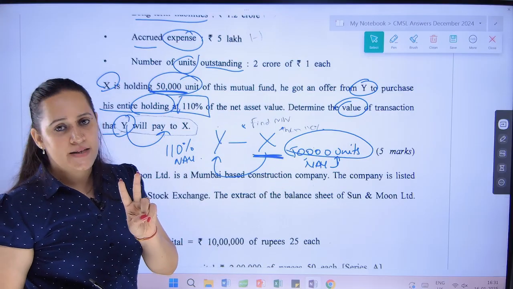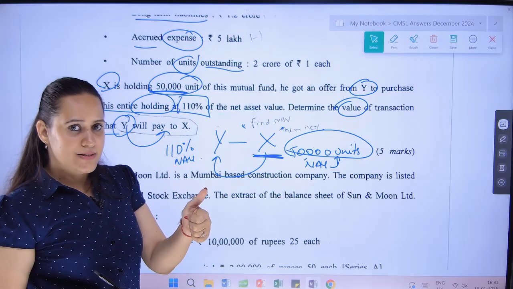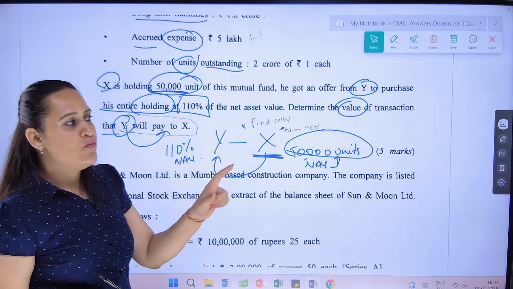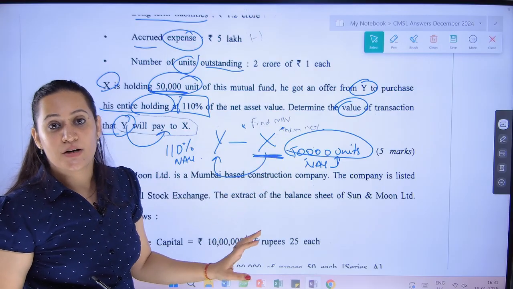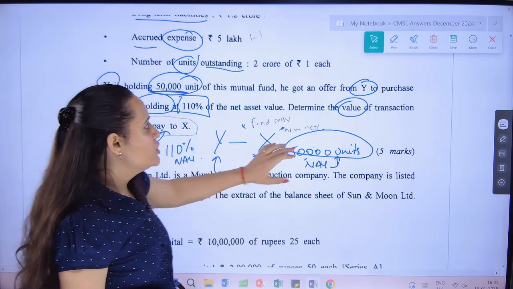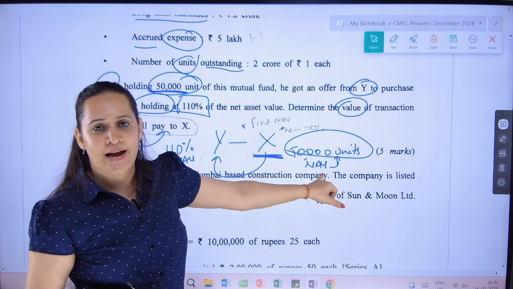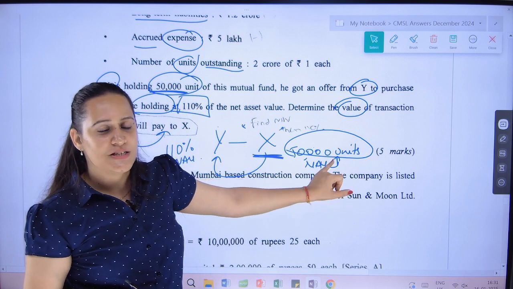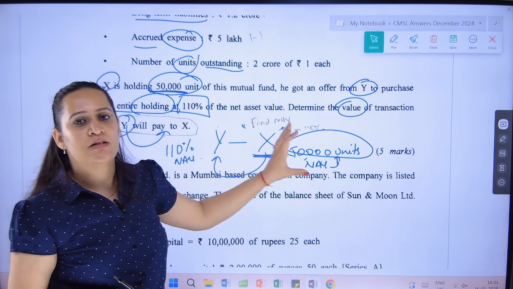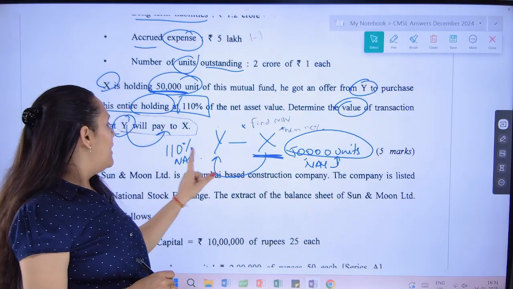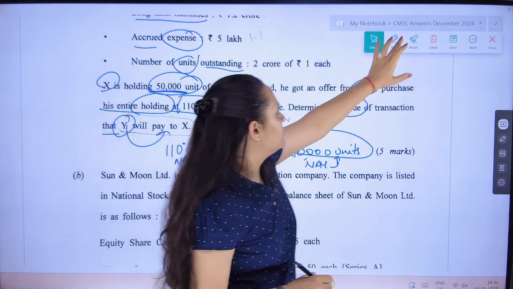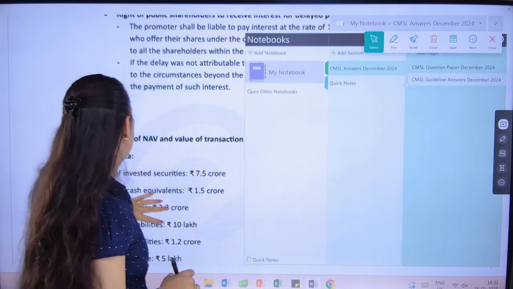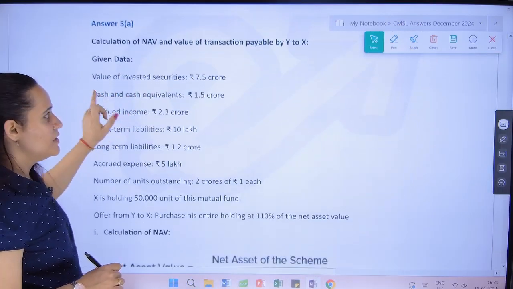So two calculations are required. First you should calculate what is net asset value. Second one, you should determine what amount Y should pay to X to take his 50,000 units in that mutual fund. So again, net asset value is a direct calculation, formula based. You just have to apply the values in the preset formula. 110% is the new variation of the question which we are going to discuss. Okay, so first, calculation of net asset value.